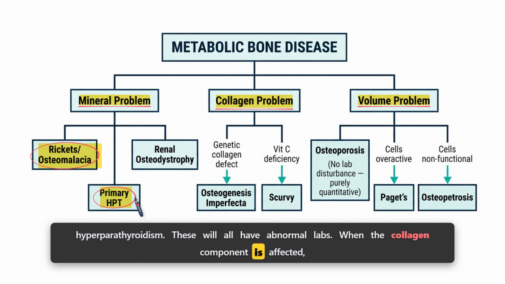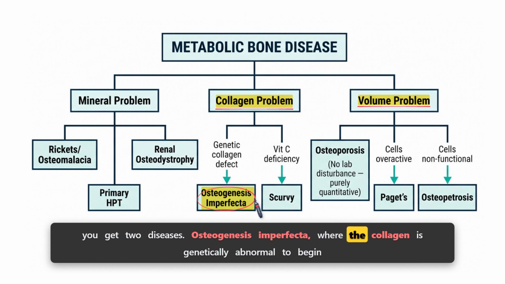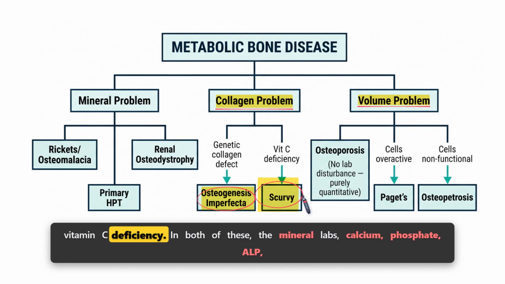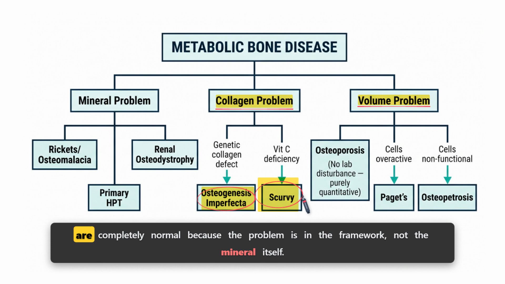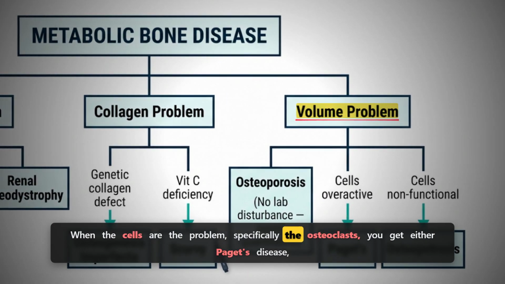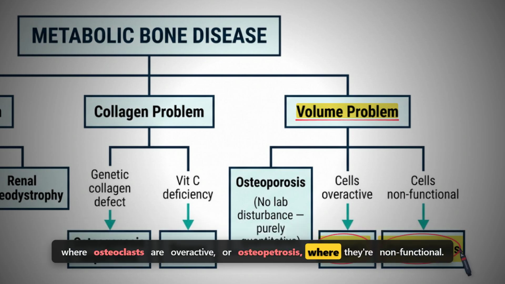When the collagen component is affected, you get two diseases: osteogenesis imperfecta, where the collagen is genetically abnormal to begin with, and scurvy, where collagen is structurally present but can't mature because of vitamin C deficiency. In both of these, the mineral labs, calcium, phosphate, ALP, are completely normal because the problem is in the framework, not the mineral itself. When the cells are the problem, specifically the osteoclasts, you get either Paget's disease, where osteoclasts are overactive, or osteopetrosis, where they're non-functional.